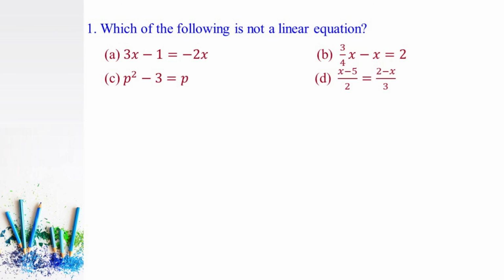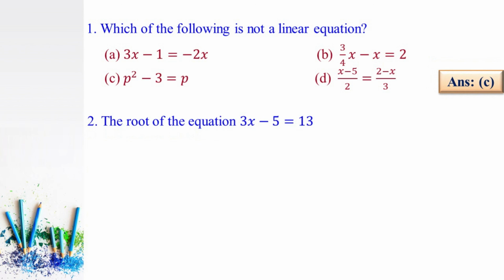Which is correct answer? Already we know the definition of a linear equation. The highest power of the linear equation is 1. So, the option C, here highest power is 2. So, option C is not a linear equation. So, answer is C.